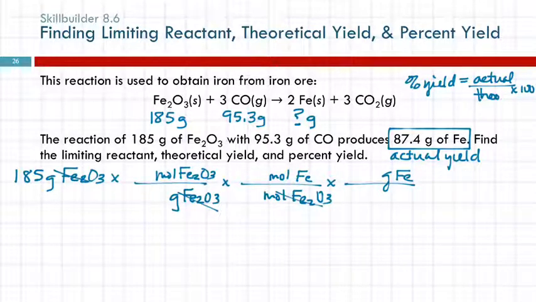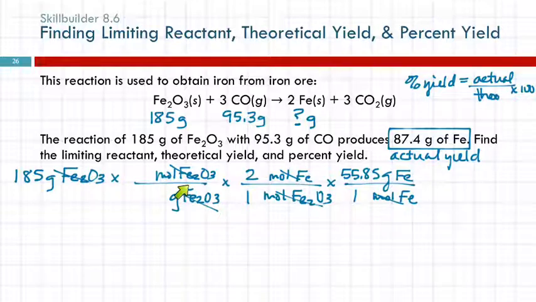So again, we're just going to put the units in so they cancel out. Moles in the middle. Look at the balanced chemical equation. 1 mole of Fe2O3 gives 2 moles of iron. I like this last one because that's just an element. So 55.85 grams is 1 mole.